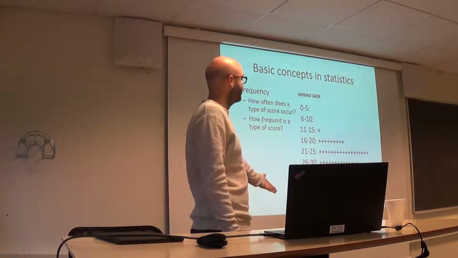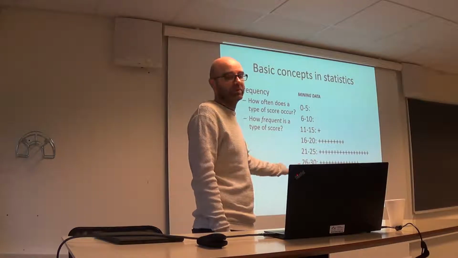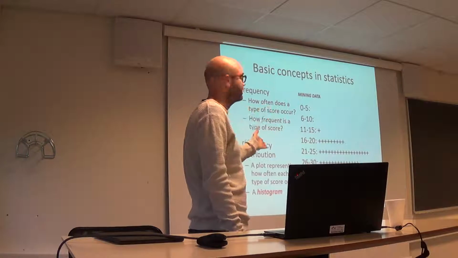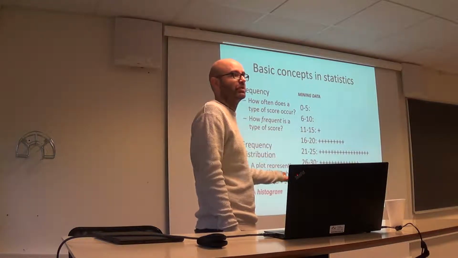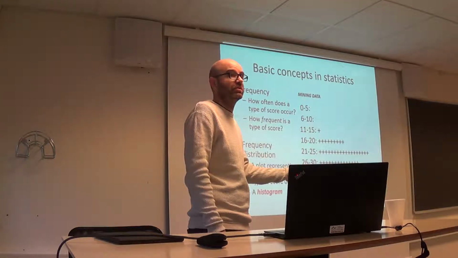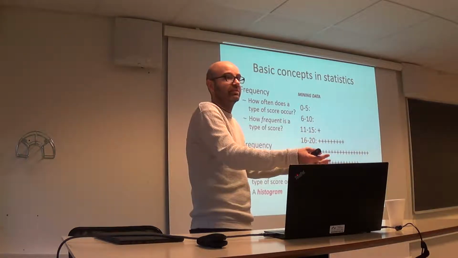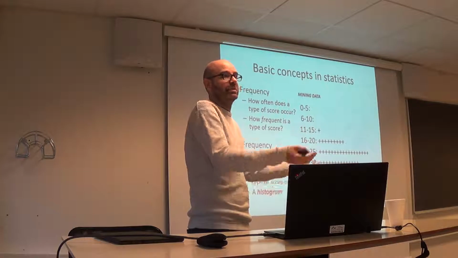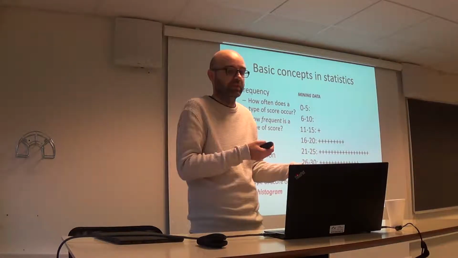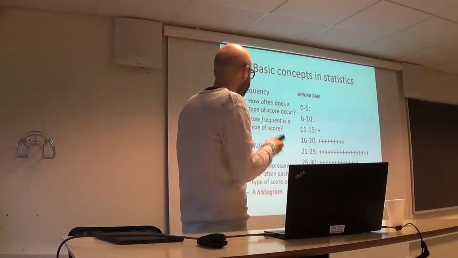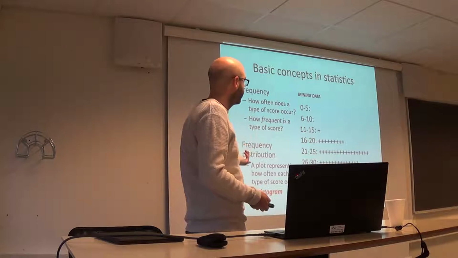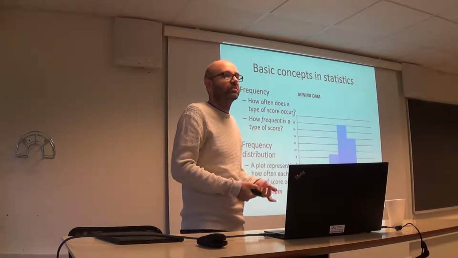But this then, that's frequencies, and those frequencies are distributed. That gives us something that we call a frequency distribution. So that's what we mean when we say distribution. How are the scores distributed, verdeelt, in terms of their frequency? So when someone says a frequency distribution, that's what they mean. It's also called a histogram. This is a plot representing how often each type of score occurs. Normally they don't look like this, normally they look like this.